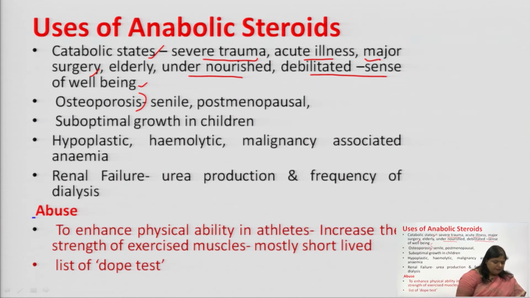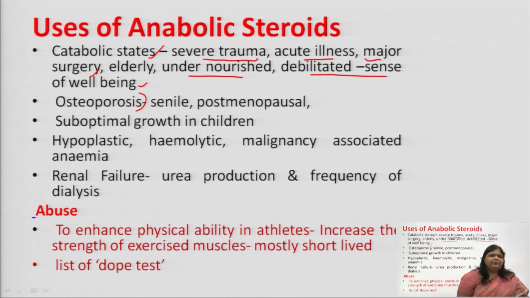Or there is some hypoplastic or hemolytic or any malignancy associated anemia, anabolic steroids can be used. Or if there is a renal failure, in certain cases of renal failure, anabolic steroids are also used. But these anabolic steroids have the limitation that they are a drug which can cause abuse potential, since they are used to enhance the physical ability in athletes and increase the strength in the exercised muscles.